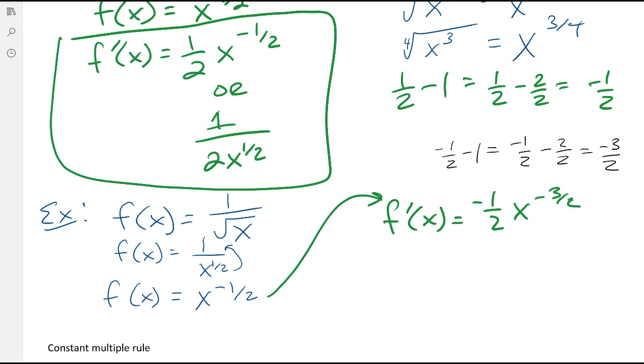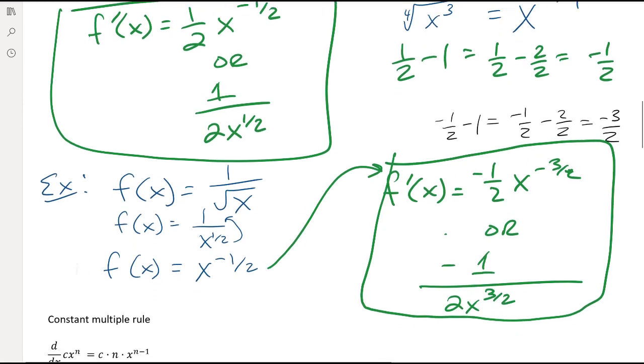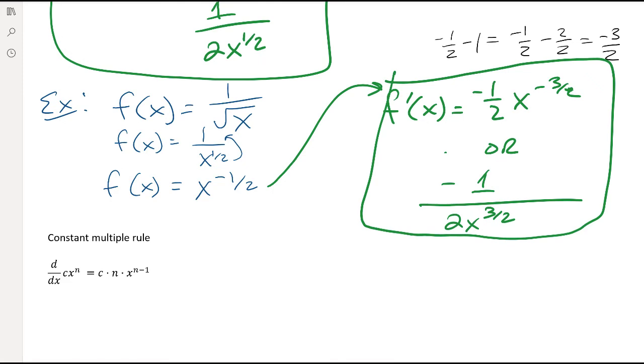And for the reasons we discussed earlier, I could take that negative 1/2 x to the negative 3/2 and move it to the denominator. This is the same as negative 1 over 2x to the positive 3/2. Once again, both of these answers are equivalent. I want you to be comfortable seeing what both look like, because when you go to your homework, they may have it written slightly differently than the way you completed it in your work. All right, so that is our power rule.